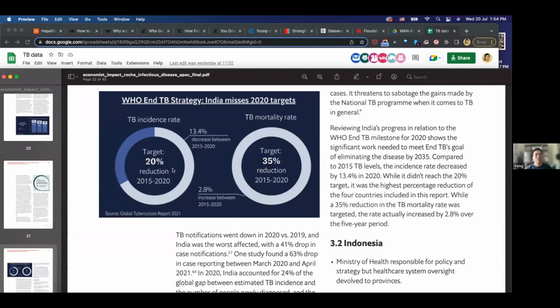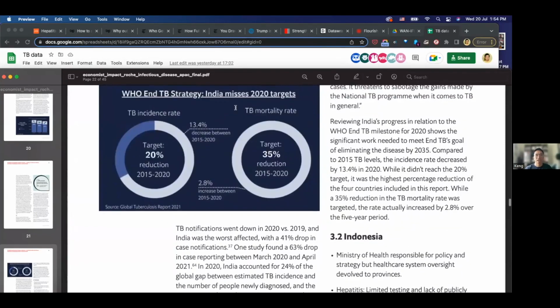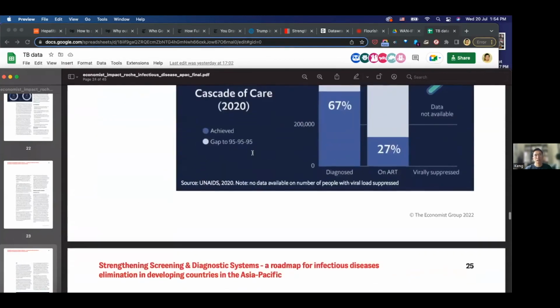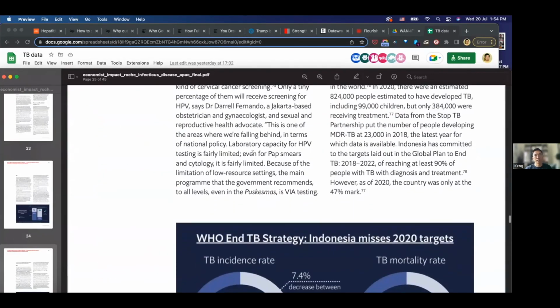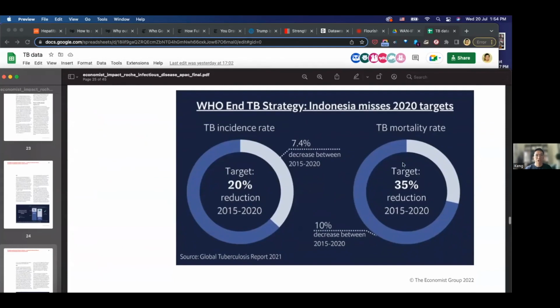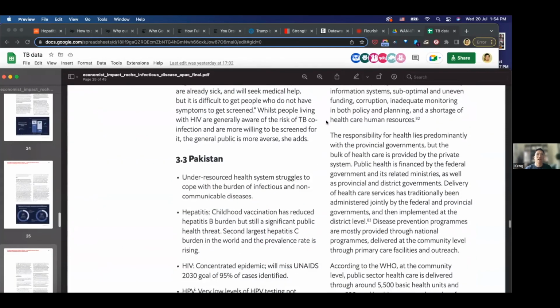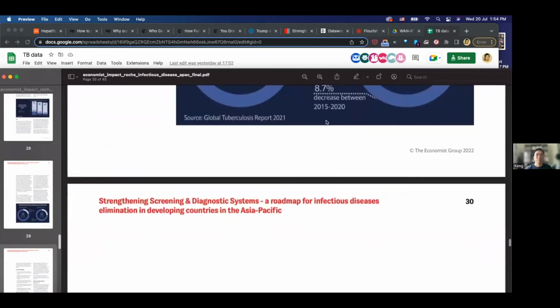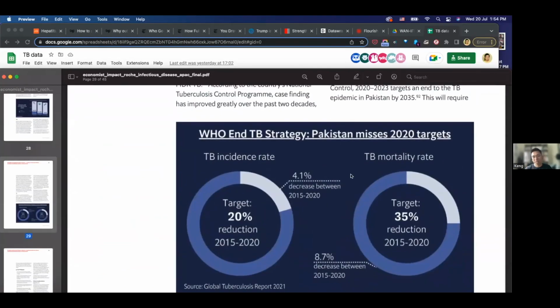Okay, so for this data, there are 4 countries: India, Indonesia, Philippines and Pakistan. All right, you can see that the same chart appears again for Indonesia, and if you scroll down, the same chart appears again for Pakistan and later for Philippines, right?